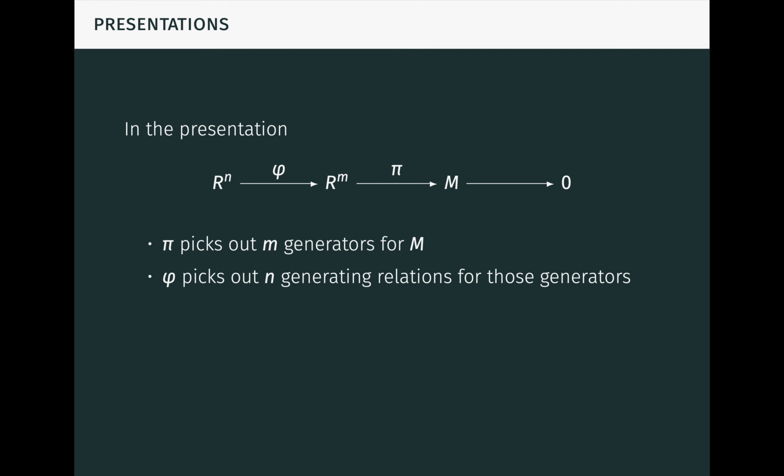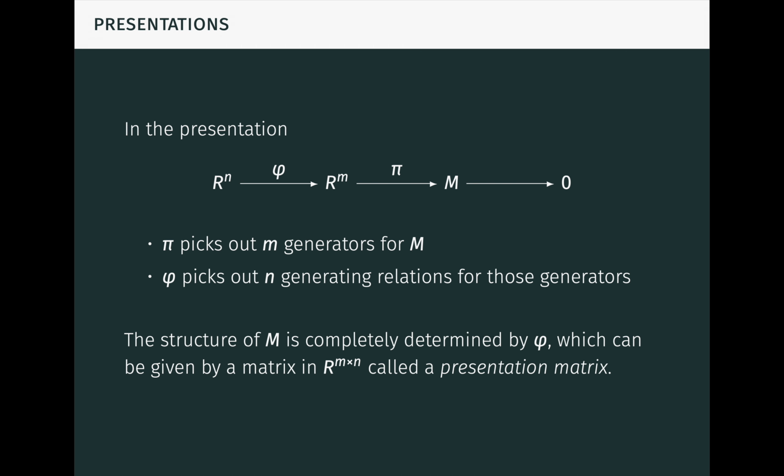Phi picks out n such generating relations, namely the images of the standard basis vectors in R^n. To see this, recall that in the presentation, M is the quotient of R^m by the image of phi. Forming a quotient always amounts to imposing relations, in this case those in the image of phi. But the image of phi is just the span of the images of the standard basis vectors in R^n. Those are the generating relations.